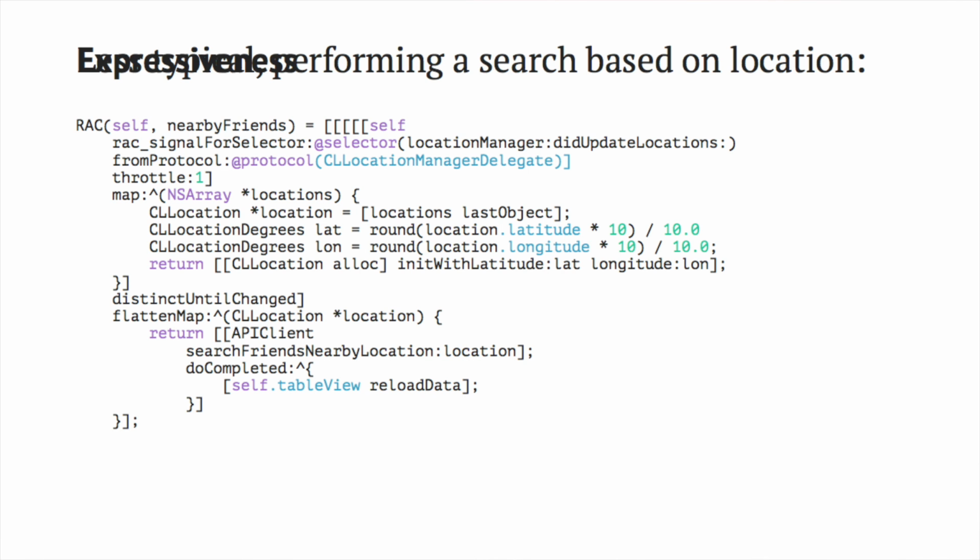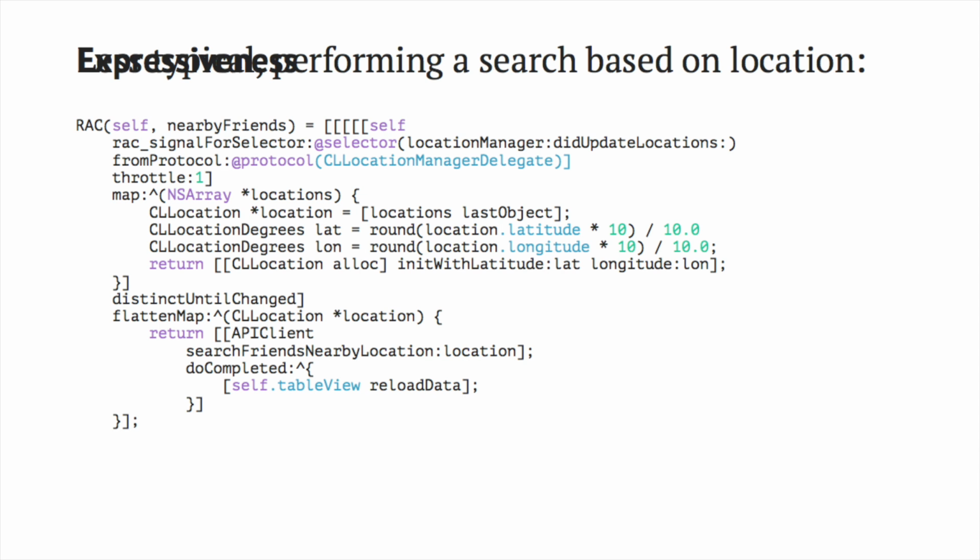Here's flattened map. That's a core part of signals. What's happening there is that now we have a location, we know it's not too frequent, and we know it's a relatively significant change, so we want to query the server. We've got some API client, and we call some method saying, search for my friends nearby this location. But this method also returns a signal. If this was just a regular map, then we would have a signal of signals. But we want the values out of it, so we flatten that from a signal of signals to just a signal of values. This method returns a signal that sends arrays of friends.